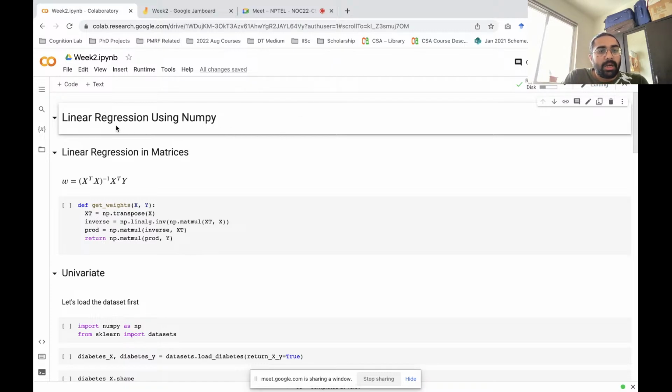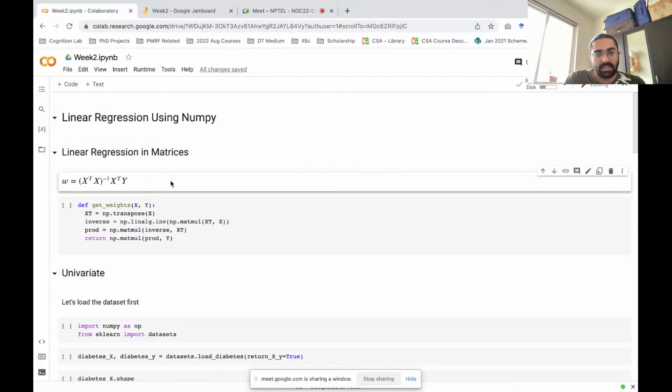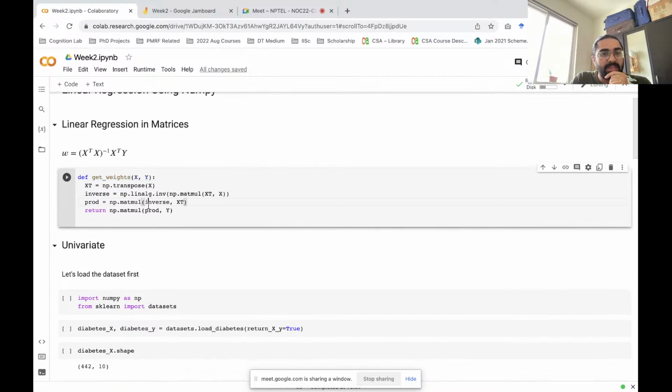Okay. All right. So this is what we just discussed, the formula for getting the weights from X and Y. So in Numpy, if you have to do transpose, it's this one. Given X and Y, I'm first doing the transpose, getting the X transpose, saving it here, and I'm getting the inverse by multiplying X transpose and X. I multiply that with X transpose, and then the whole thing I multiply with Y. Okay. This is the way you get the weights.